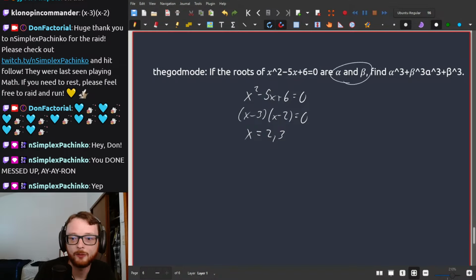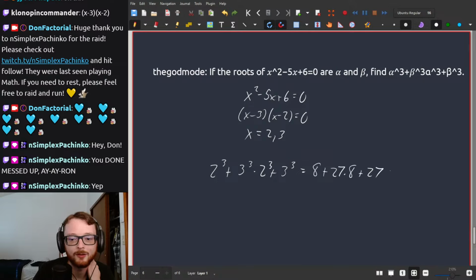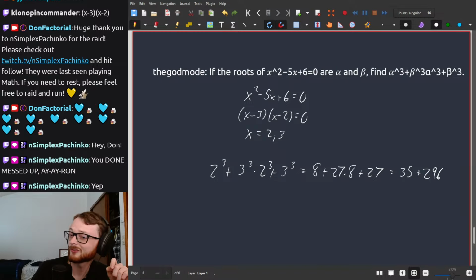Yeah, we have our alpha and beta now, so let's plug it in here and find our value. So 2 cubed plus 3 cubed times 2 cubed plus 3 cubed. That's a bit of math, but we can do it. 8 plus 27 times 8 plus 27. First off, let's do 8 plus 27 is 35. 27 times 8. 56, carry the 5. 296? Nope. 216.